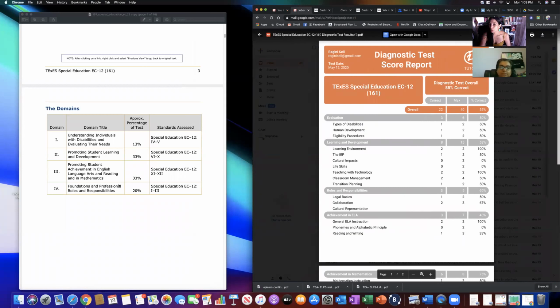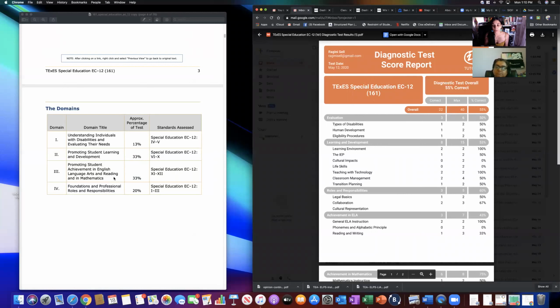Domain four is usually roles and responsibilities, and that has to do with laws and other duties that we're obligated to do. The ones that tend to give people the most difficulties are learning, development, evaluation, and achievement in ELA and mathematics. And those areas are, for testing purposes, on domains two and three, and those are actually the most highly tested areas. So 66% of the entirety of the exam comes from those two domains. So it behooves us to really delve into domain two and domain three to make sure that we have a clear understanding of each of the standards and what those standards are referring to.